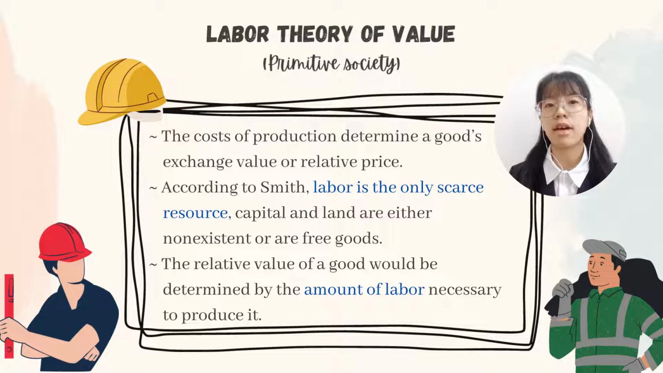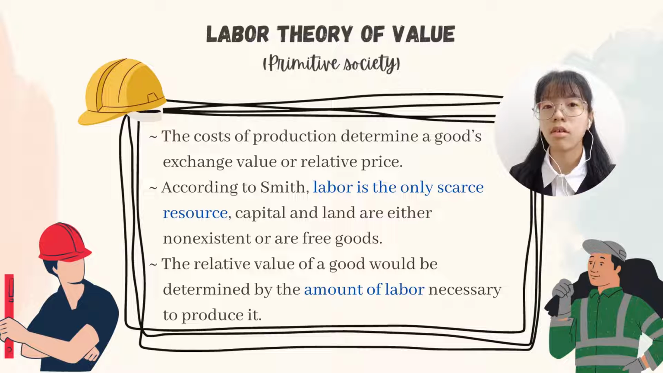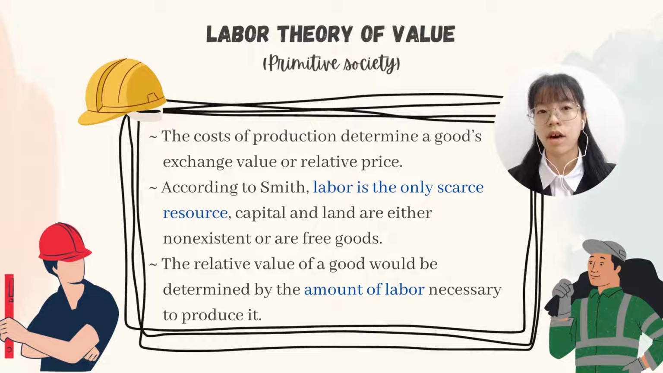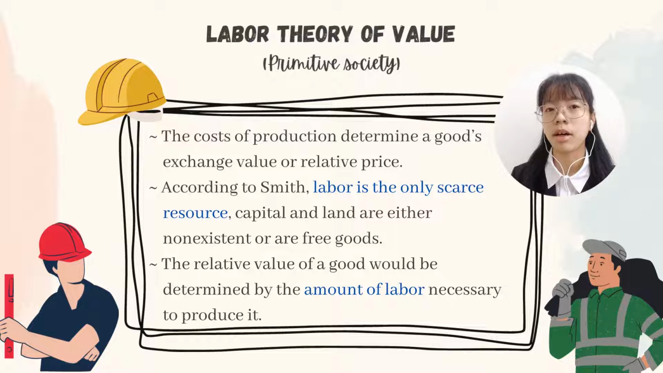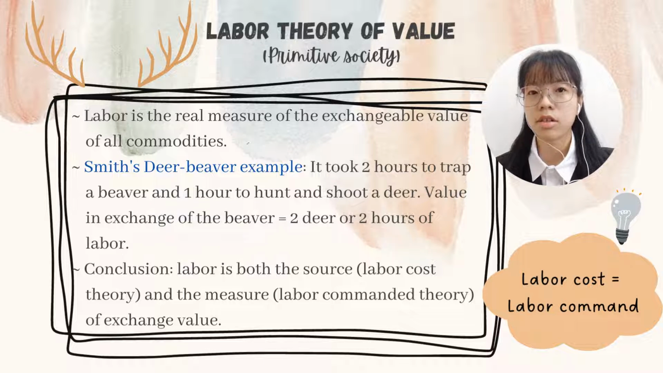This theory states that the cost of production determines a good's exchange value or relative price. According to Smith, labor is the only scarce resource in the economy, where capital and land are either non-existent or free goods. The relative value of a good would be determined by the amount of labor necessary to produce it. Therefore, Smith believed that labor is the real measure of the exchangeable value of all commodities.